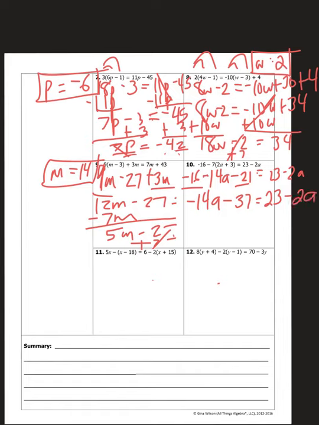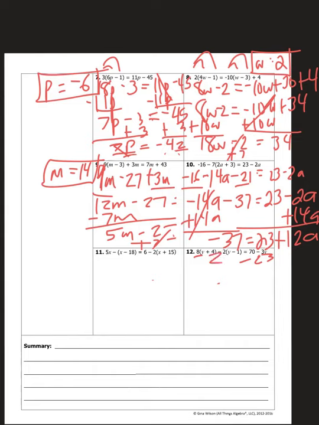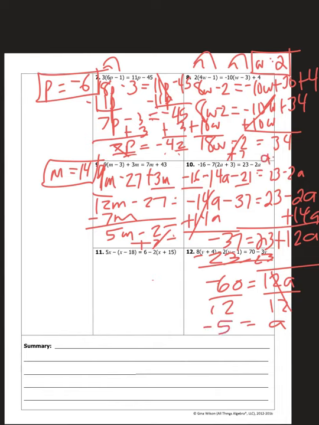Get the variable on one side. I'm going to add 14a to both sides. These cancel. 23 plus 12a. So 14a minus 2a is 12a. Subtract 23 from both sides. It's going to be negative 60 equals 12a, and divide by 12. A equals negative 5. Okay.